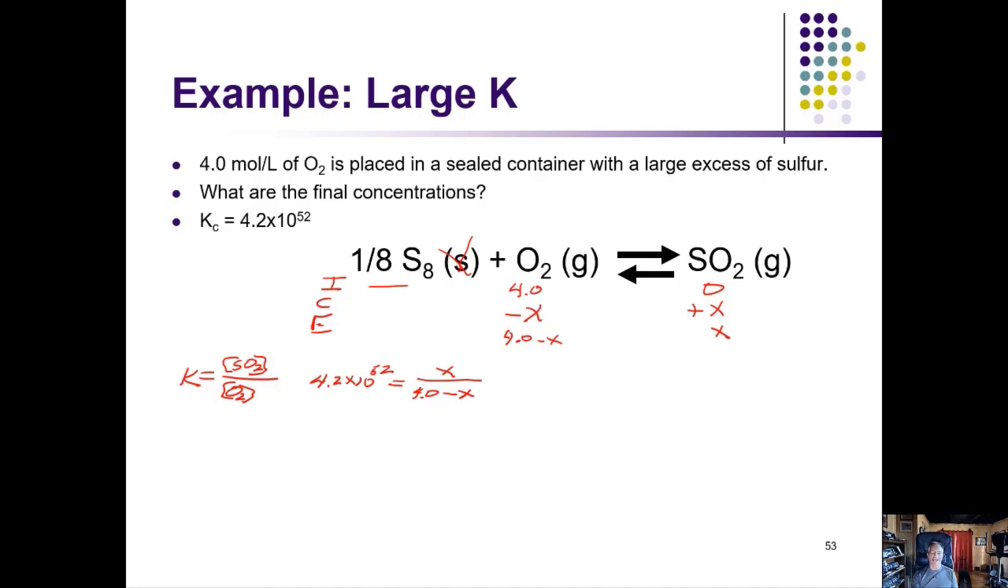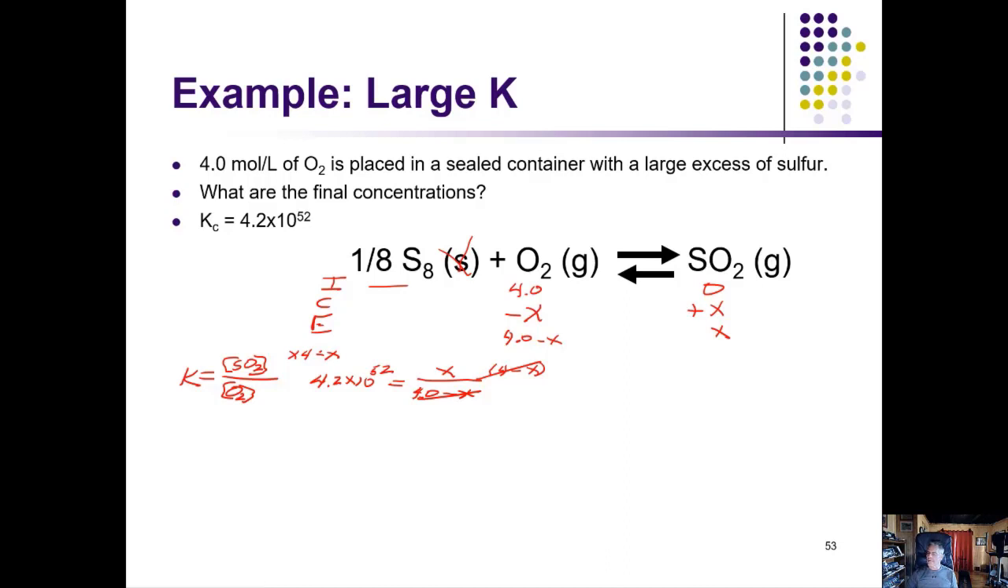Now I certainly can't ignore this X because this X is huge. Okay, it's huge. But I'm going to go ahead and solve the problem. So I will go ahead and multiply both sides by 4 minus X. Okay, over here it will cancel. I'm going to do the same thing over here, times 4 minus X.